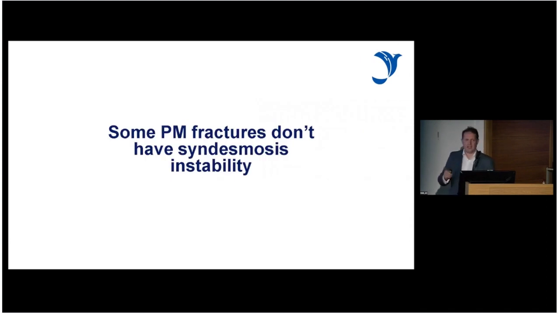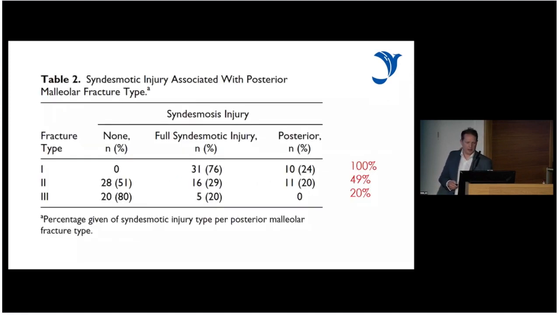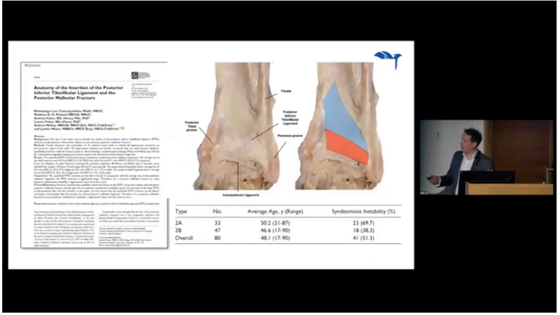However, and this is the caveat, because I've had this even in my own unit, some PM fractures don't have syndesmotic instability, okay? This is our paper back in 2017, showing that with the larger fractures, the larger the fracture, the less ligamentous injury you get. It's counterintuitive, but I'll show you on the Wagstaff, it's the same.